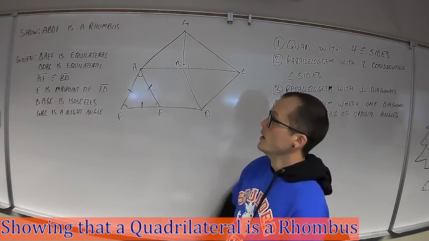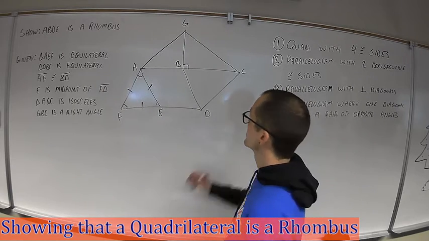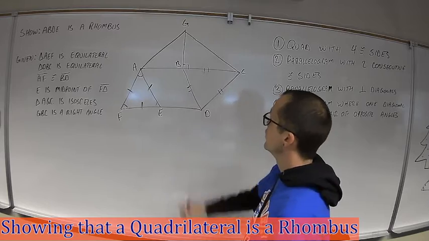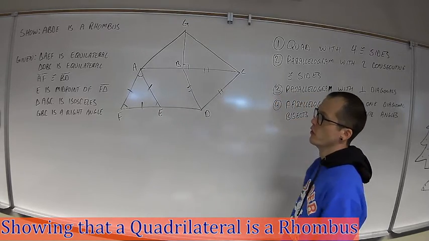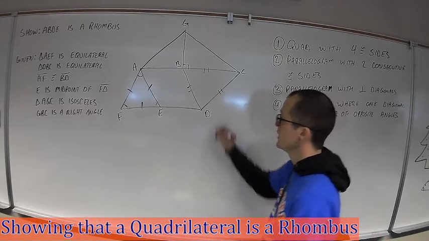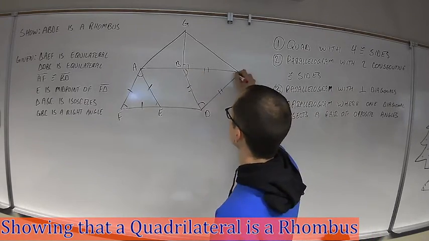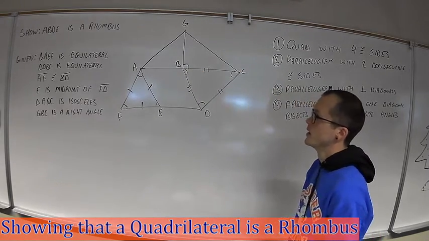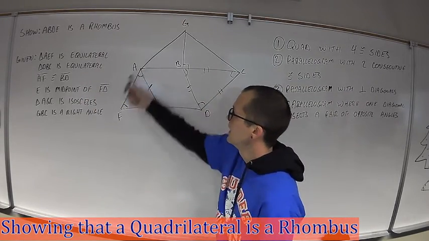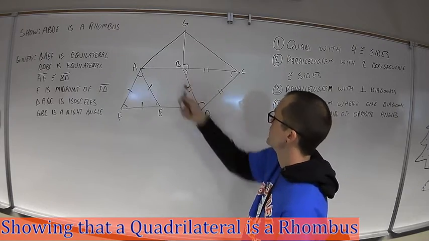Cool. DCB, triangle DCB is also equilateral. DCB. Now, we don't know that it's the same equilateral as the other one. Like, we don't know that it's the same length and whatnot, but we do know all the angle measures are the same. They must also be 60 for the same exact reason. Sweet. Side AF is congruent to BD. AF is the same as BD.